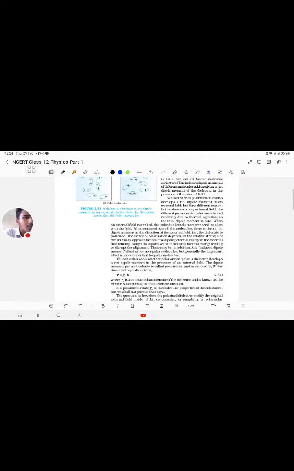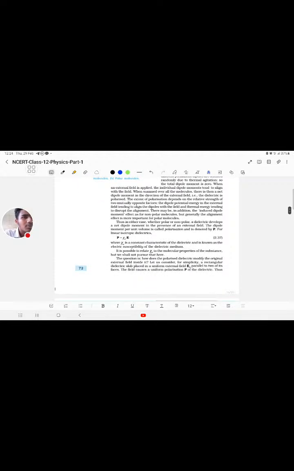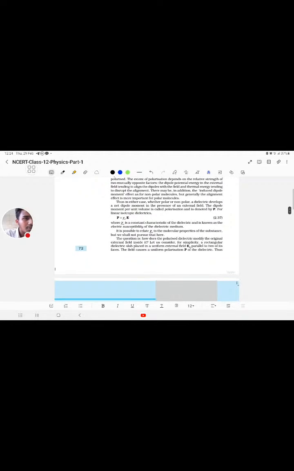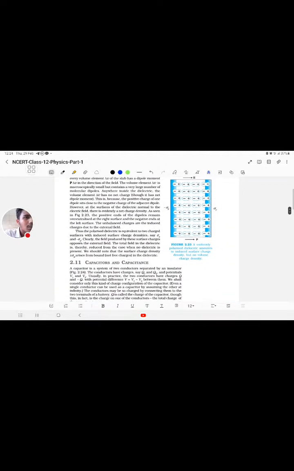Okay, so the first factor is the dipole potential energy in the external field, which will tend to align the dipole with the field, and there will be thermal energy that will be disrupting it, and in addition there will be an induced dipole moment effect for a non-polar molecule. Generally, the alignment effect is more important, and basically the amount of polarization that is developing in the particular dielectric, whether it is polar or non-polar, in the presence of an external field, is given by the dipole moment per unit volume. That's what we call the polarization, which is denoted by P. And for linear isotropic dielectrics, the polarization is equal to the electric susceptibility multiplied with the electric field at that particular position.